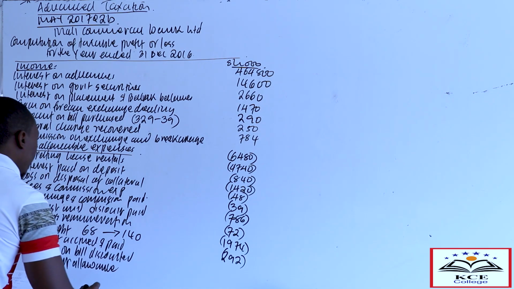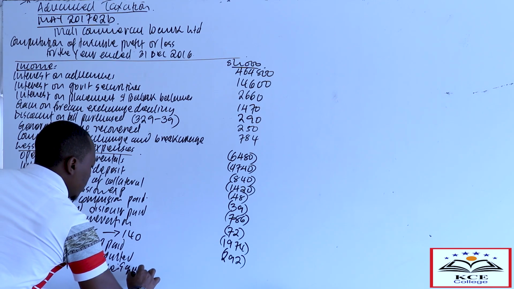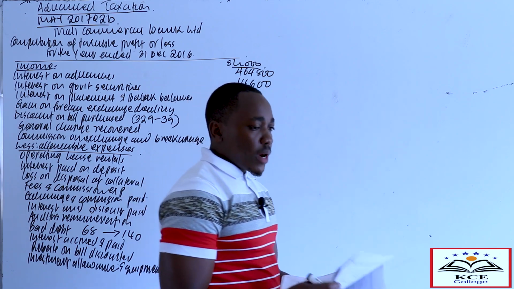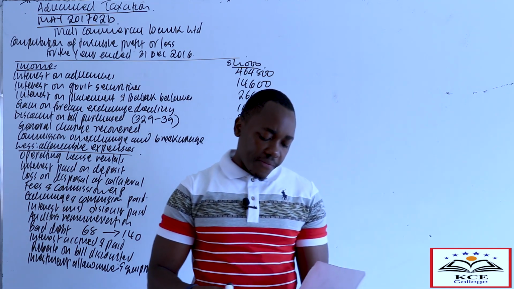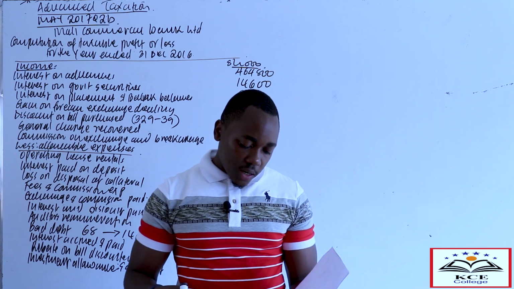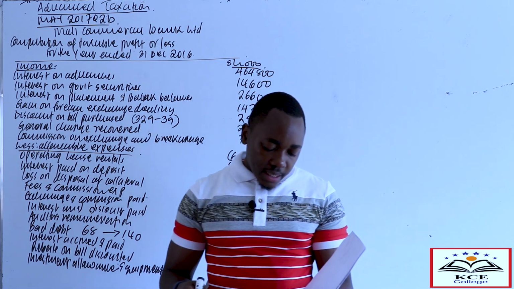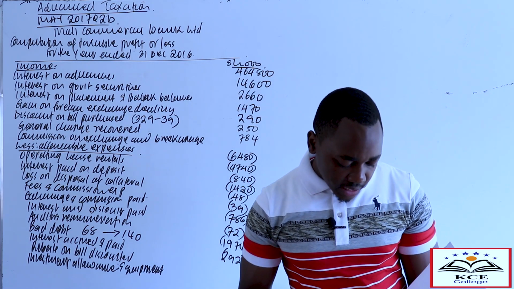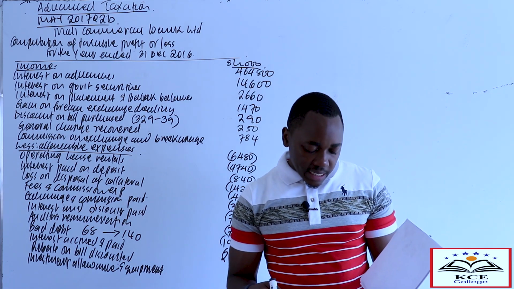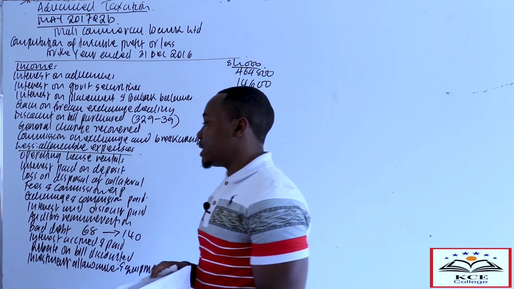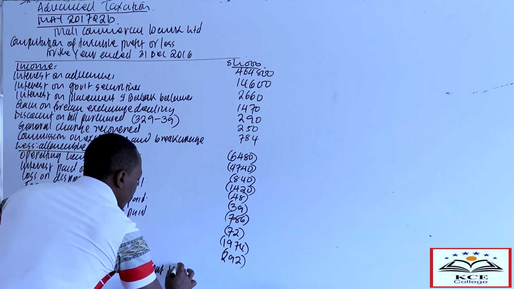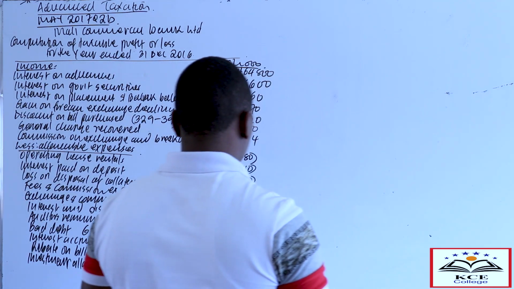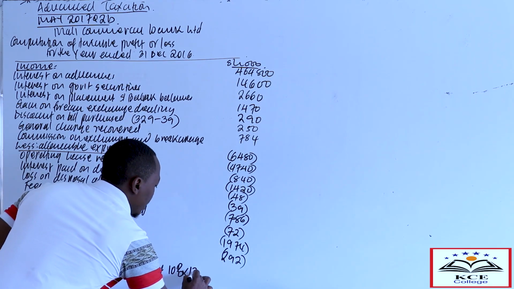Investment allowance on equipment. Now, using the new rates, the one provided on the first page of your question paper, you see this one is for the equipment. We see that all the equipment or all the machinery or furniture and fitting is at the rate of 10% reducing balance. So you'll take 10% of the value of the equipment. How much was the value of the equipment? The value of the equipment was 1200.